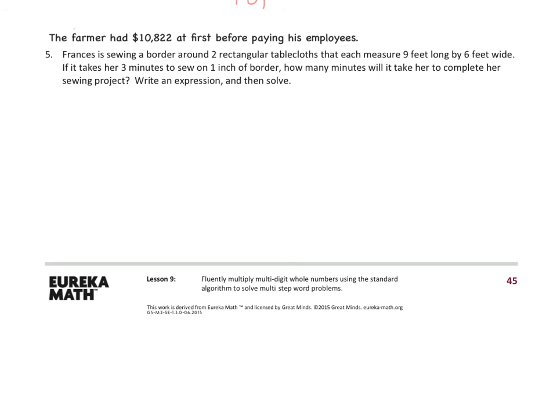All right, so question number 5 says Francis is sewing a border around 2 rectangular tablecloths. Okay, so 2 rectangular tablecloths. Now each of those two tablecloths measures 9 feet by 6 feet wide. 9 feet long by 6 feet wide.